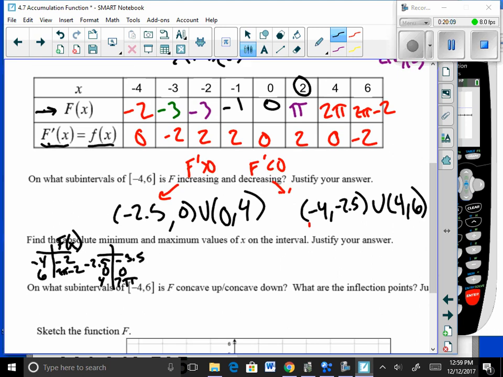Okay, so now if I want the absolute minimum, I want the one that has the very smallest answer, and the smallest y value was the negative 3.5. So I now know that when x is negative 2.5, my absolute minimum is negative 3.5. And then for my absolute max, you find the largest y value, which would be the 2 pi, because 2 pi minus 2 at 6 is going to be less than that because you had to minus the 2 off. So at 4 comma 2 pi, when x is 4, you get your absolute maximum of 2 pi.